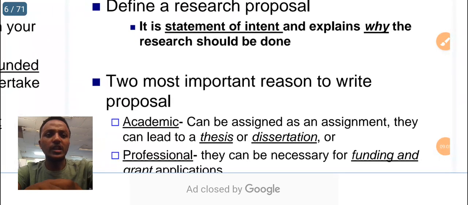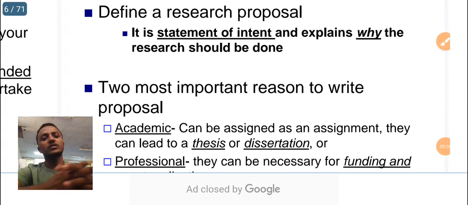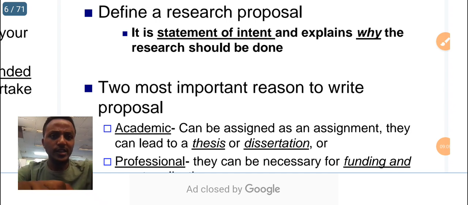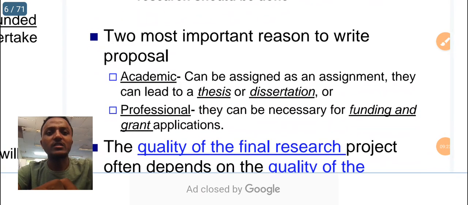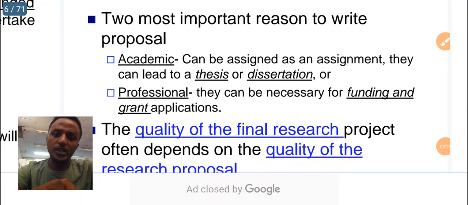If we are saying that, how can you define it? It is a statement of intent and explains why the research should be done. It is basically explaining why this research should be done. It is a brief statement. Two most important reasons to write a proposal: what are they? Academic and professional reasons.